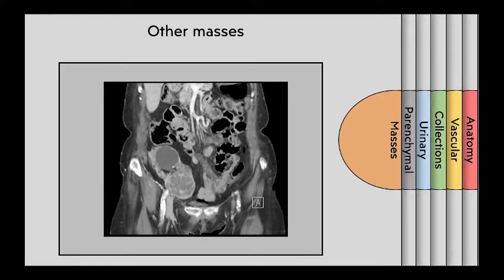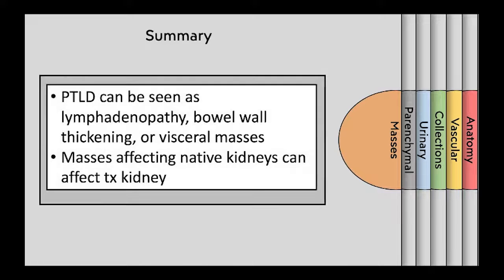Finally, any mass involving the native kidney can involve a transplanted kidney. In this case, the patient developed renal cell carcinoma within the transplanted kidney. So, in summary, PTLD can be seen as lymphadenopathy, bowel wall thickening, or visceral masses. And masses affecting the native kidneys can also affect the transplanted kidney.